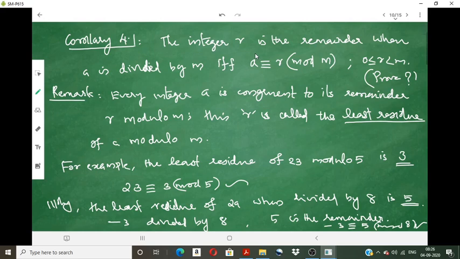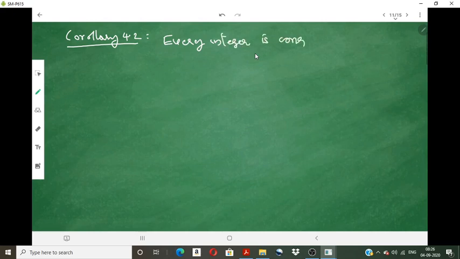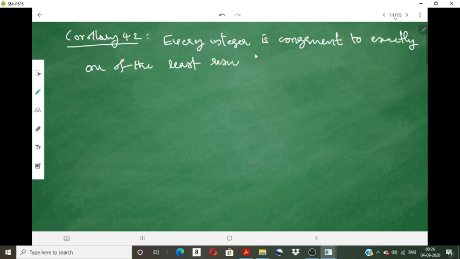One more corollary is there, corollary 4.2, which states that every integer is congruent to exactly one of the least residues 0, 1, 2, 3, etc. up to m minus 1 modulo m.